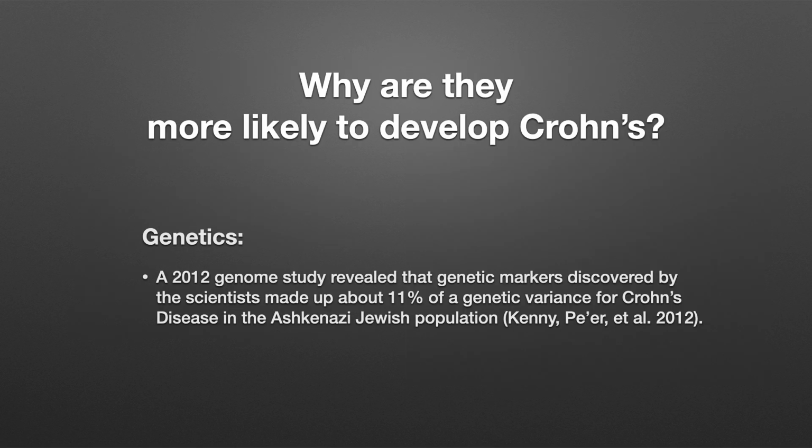So the main reason why the Ashkenazi Jewish population is more likely than other different populations to develop Crohn's disease has to do with genetics. In the year 2012, there was an article published of a study that was conducted that was a genome study, and it revealed that genetic markers that were discovered by the scientists made up approximately around 11% of a genetic variance for Crohn's disease in the Ashkenazi Jewish population.